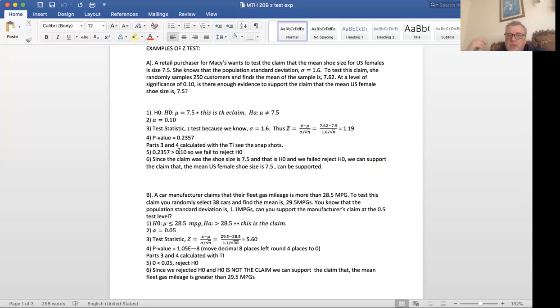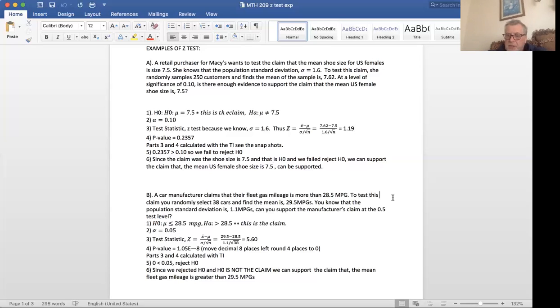When we fail to reject H0, we've got to go back and look at what the claim was. If the claim is H0, we're going to support that claim. If the claim was HA, we're not going to support that claim, because we failed to reject H0. Since the claim is that shoe size is 7.5, and that is H0, and we failed to reject H0, we can support the claim that the mean shoe size for females in the US is 7.5. In other words, that's supported.